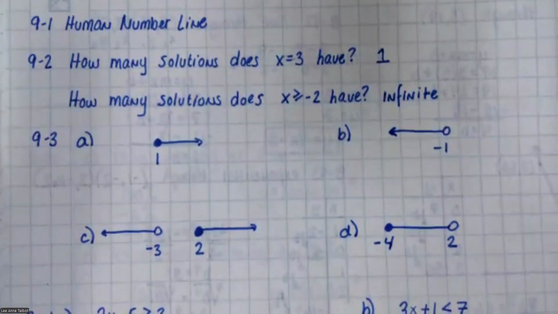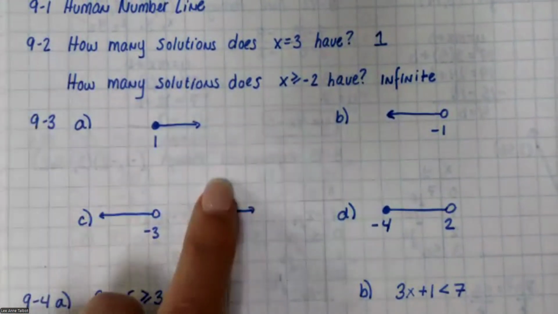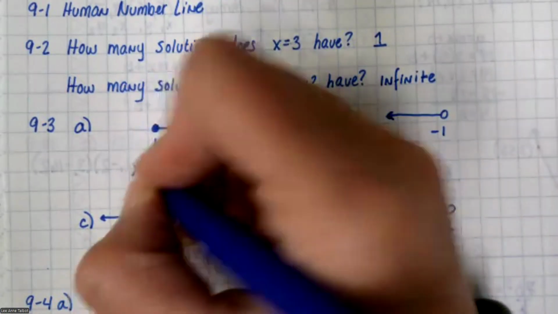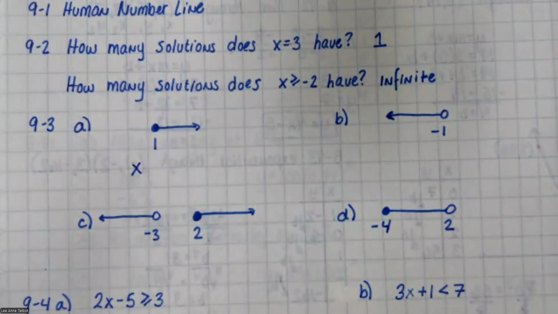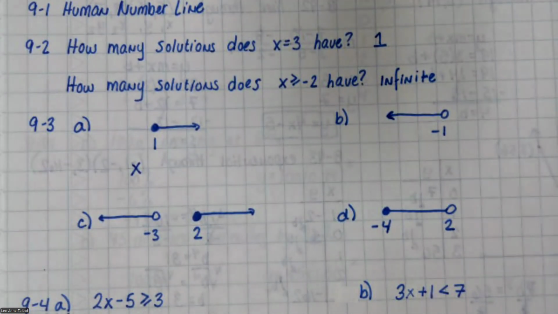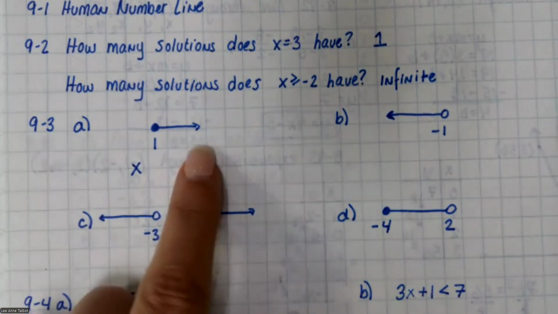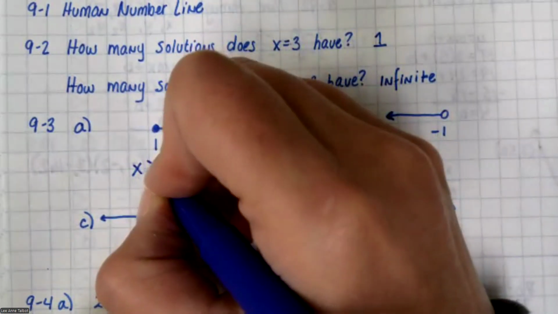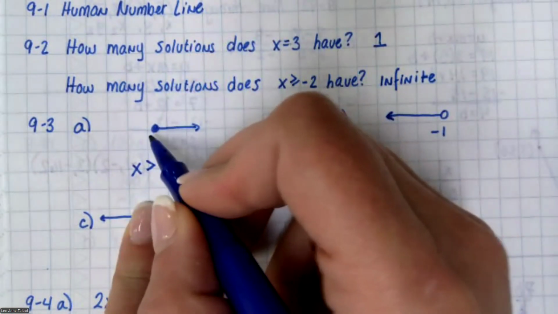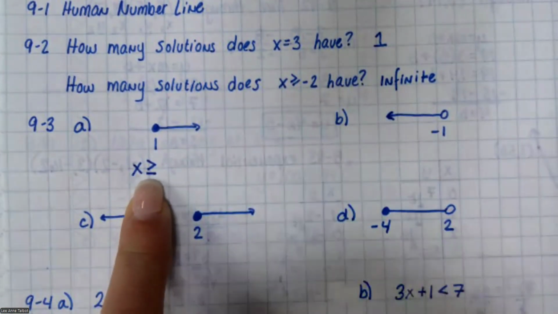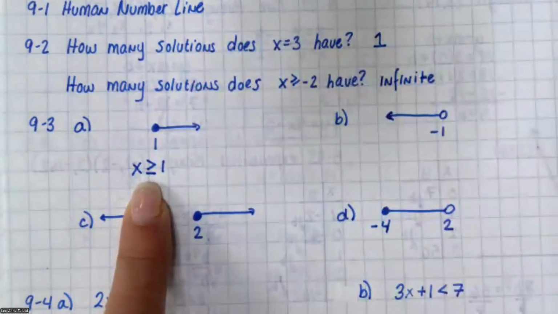Okay, so number 3, we'll start with A. And I start with a letter. I'm going to choose X. You can choose any letter that you want. It doesn't matter. And I'm an X fan, so I'm going to use X. And the arrow is going up, so it's greater than. And my circle is colored in, so that means greater than or equal to 1.